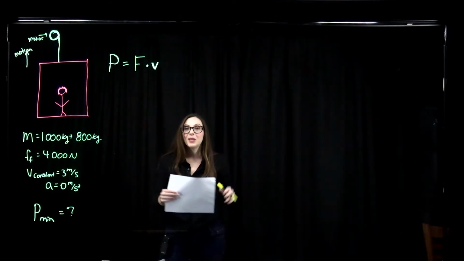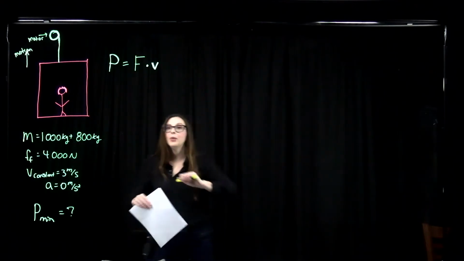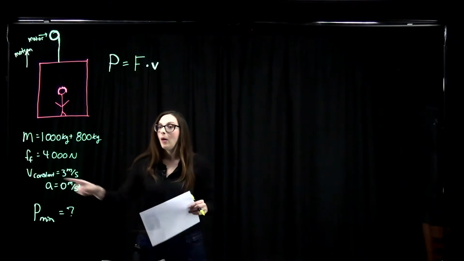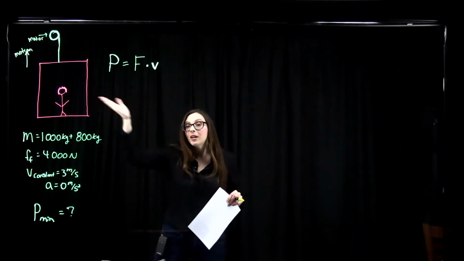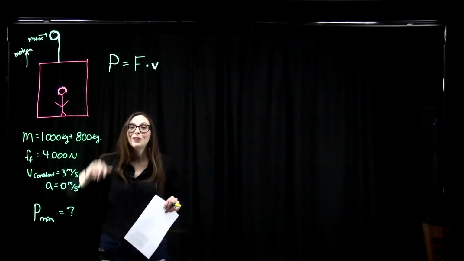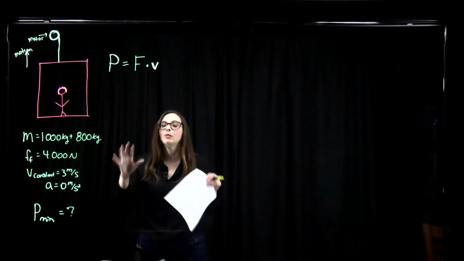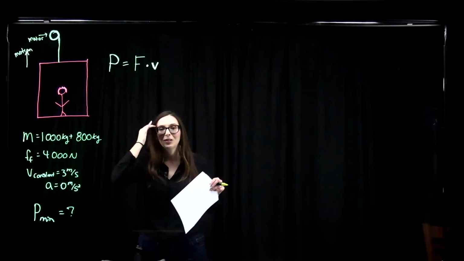Okay, so power is equal to work over time, or power is equal to energy over time. We're going to use this one. Power is equal to force times constant speed. Well, we've got a constant speed here. We can figure out the force that our motor is applying in order to raise our entire elevator upward. So we're going to use this formulation for power.